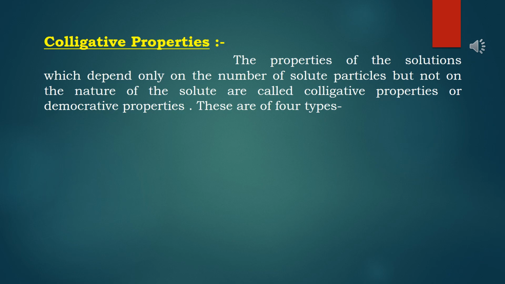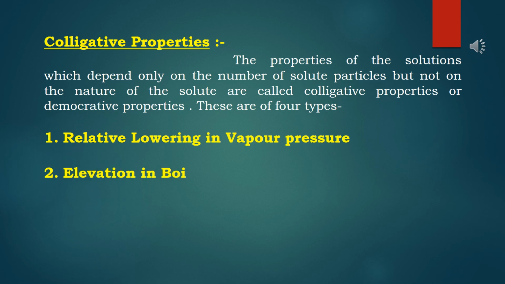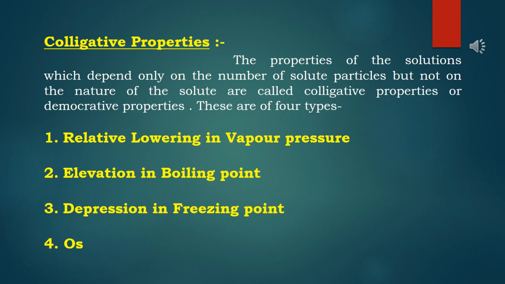These are of four types. First is relative lowering in vapor pressure. Second is elevation in boiling point. Third is depression in freezing point. And fourth is osmotic pressure. So in this video, we are going to discuss the first two colligative properties. The colligative properties are those which only depend upon the number of solute particles, but not on the nature of the solute.